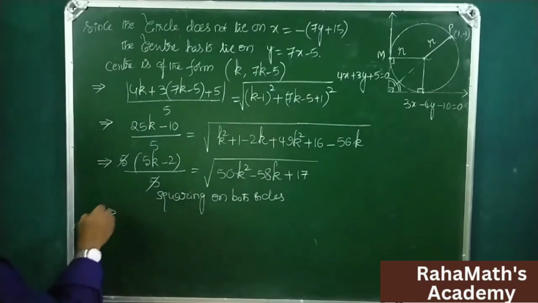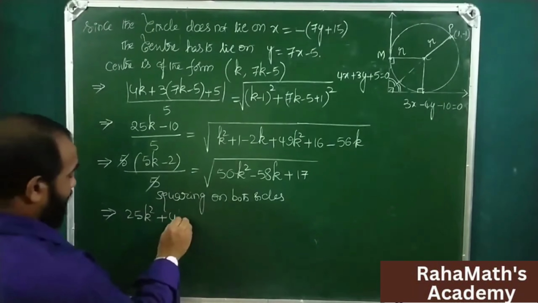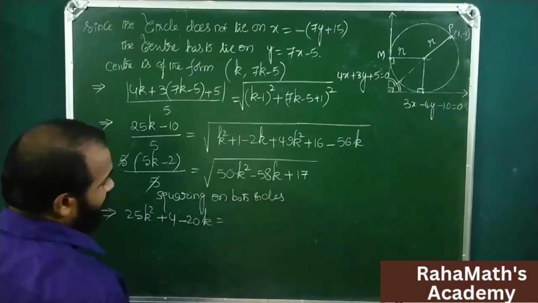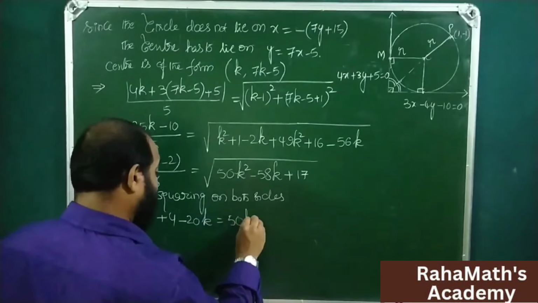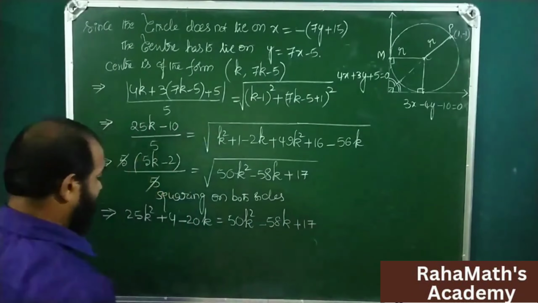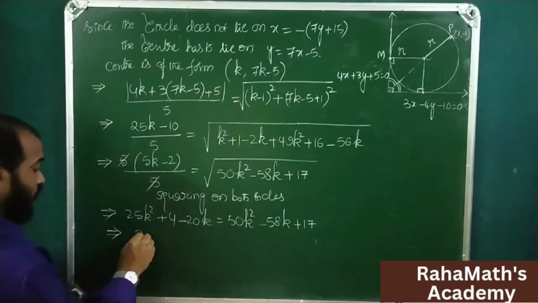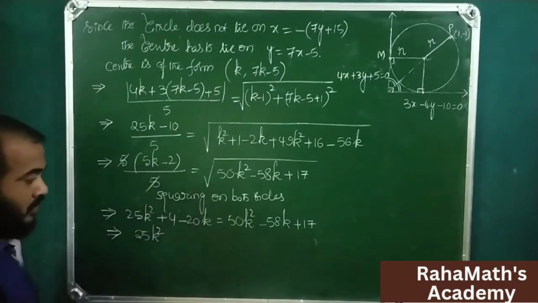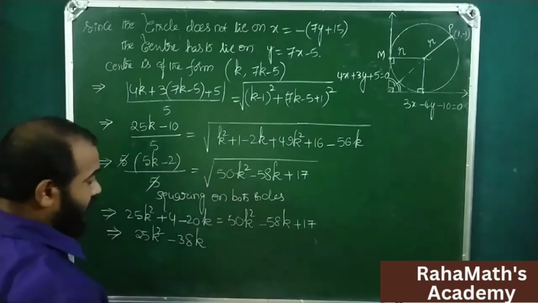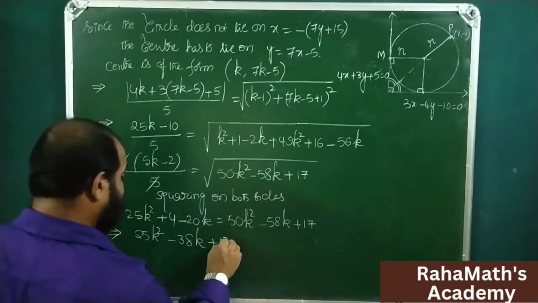Then 5k whole square is 25k square, 2 square 4, minus 5 2s are 10, 10 2s are 20k, which equals 50k square minus 58k plus 17. So 50k square minus 25k square is 25k square. So minus 58 plus 20 is minus 38k. 17 minus 4, so plus 13 equals 0.